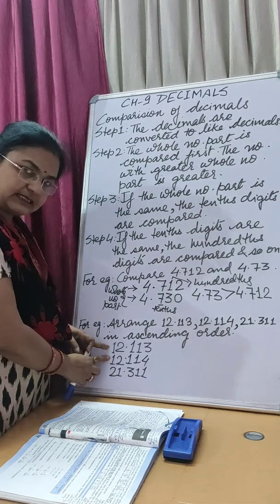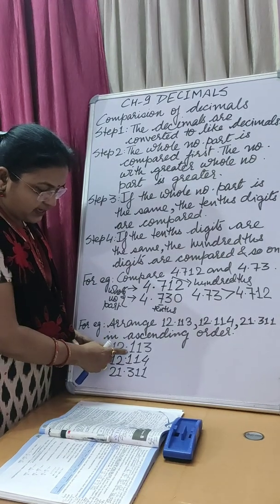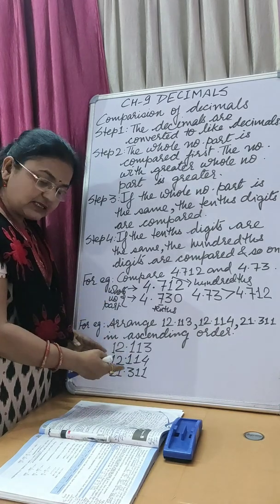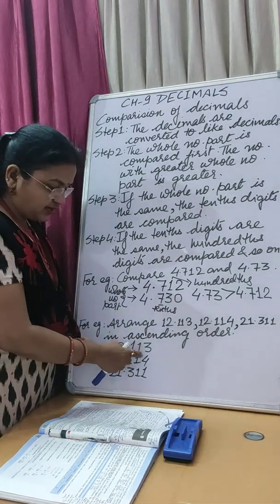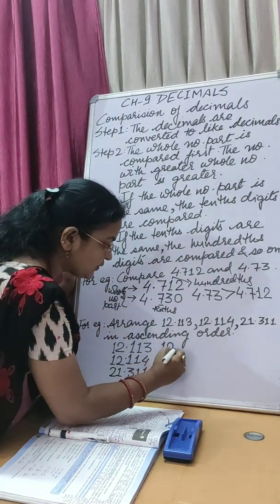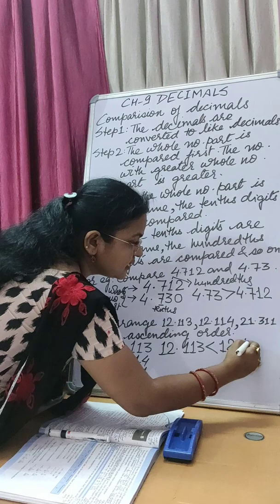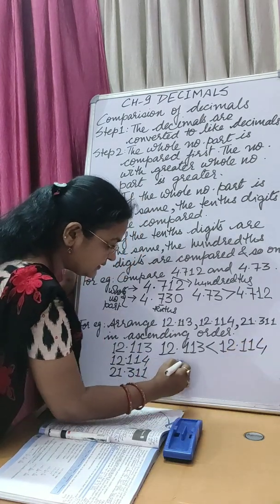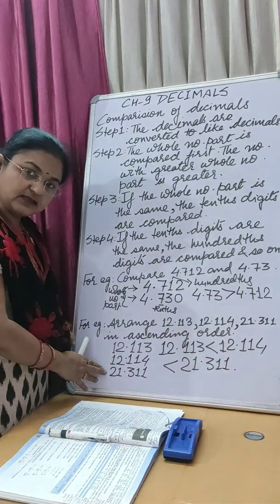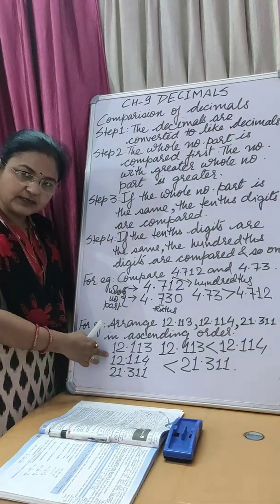So the whole number is similar, so we'll move to the right hand side of the decimal number, that is the tenths position. That is 1 and 1. The tenths position is also similar, so we'll move to the hundredths position. 1 and 1. Again both are similar, so we'll move to the thousandths position. 3 and 4. Which is smaller? 3 is smaller. So our answer would be 12.113 smaller than 12.114, which is smaller than 21.311. No need of comparison of this third number because it is already greater, being 21 while the others are 12. So 21 is greater than 12.